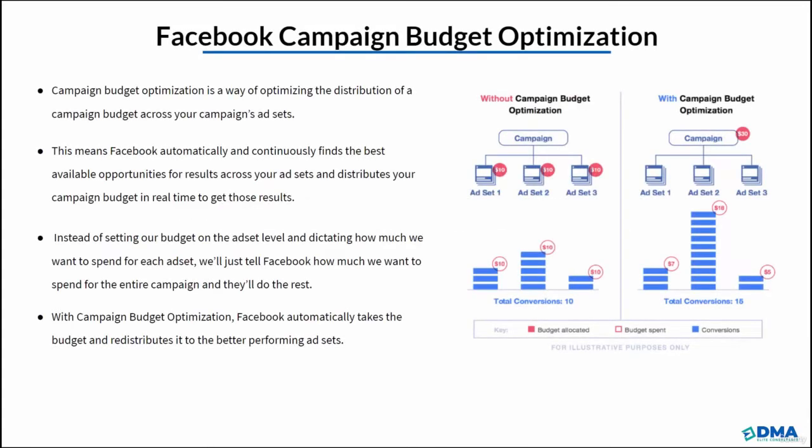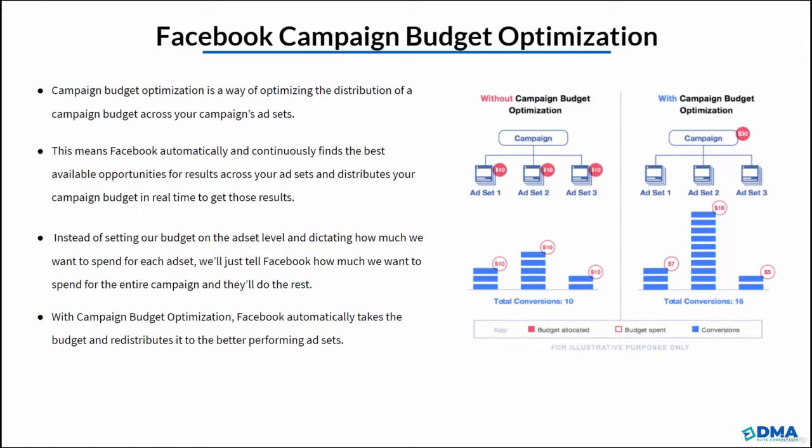So the Facebook campaign budget optimization is where we are distributing the budget across the campaign and not the individual audience or targeting ad sets, right? That's where we typically set the budget in the ad set area when we're targeting our specific audience, the interest. So with setting the budget at the campaign level, this allows Facebook to automatically and continuously find the best available opportunities for results across your ad sets and then distribute your campaign budget in real time to those that are getting the best results.